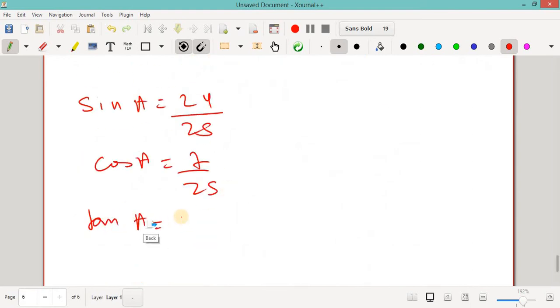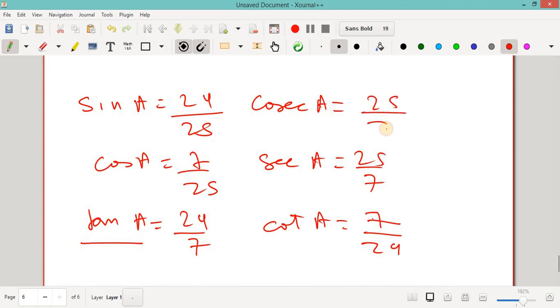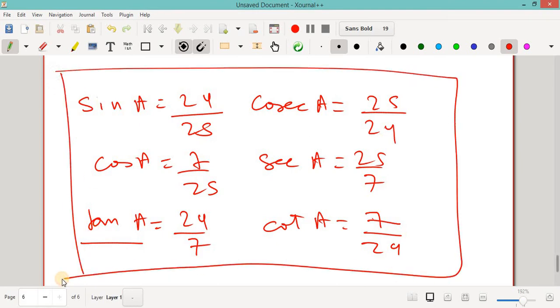Now students, 24 by 7, no need to find other angles, from here only we will find. Now we know that cot is the reciprocal of tan, so what will be cot A? Just reciprocate it, that is 7 by 24. Now what is cosec? It is also known, it will be the reciprocal of sine, that is 25 by 24. And sec is the reciprocal of cos, that is 25 by 7. So by this we can easily get the other ratios. We need to find only 3. Once you get 3, you can get the other ratios also. So this is the basic concept of how to find the trigonometric ratios. Very easy way.